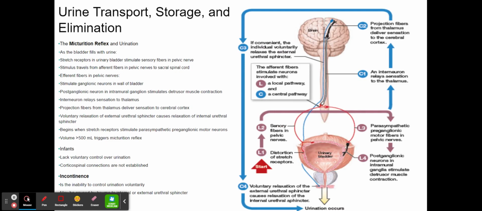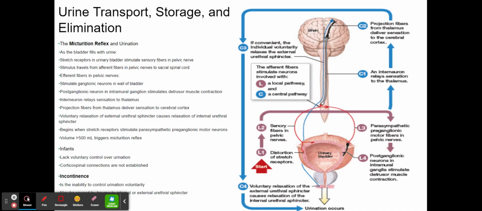As we've seen, urine reaches the urinary bladder by peristaltic contractions of the ureters. The micturition reflex coordinates this process of urination. As the bladder fills with urine, stretch receptors in the bladder wall are stimulated. Afferent fibers in the pelvic nerves carry impulses to the sacral spinal cord.